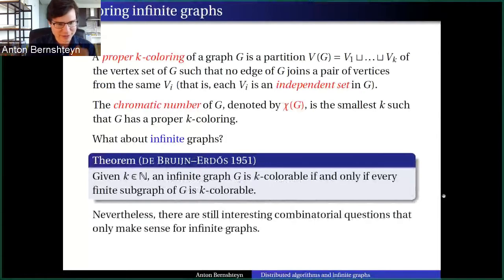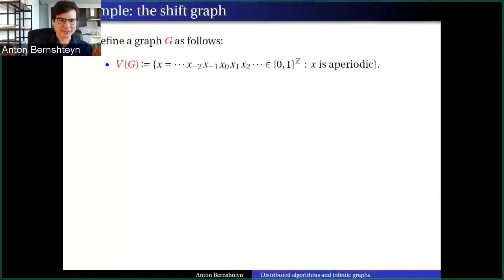But I will try to convince you that actually there are still some interesting combinatorial questions about colorings that you can ask that would only make sense for infinite graphs, that somehow don't have counterparts in the finite situation. And the best way to explain this is by giving you an example. So here's a particular example. Let's try to work this out.